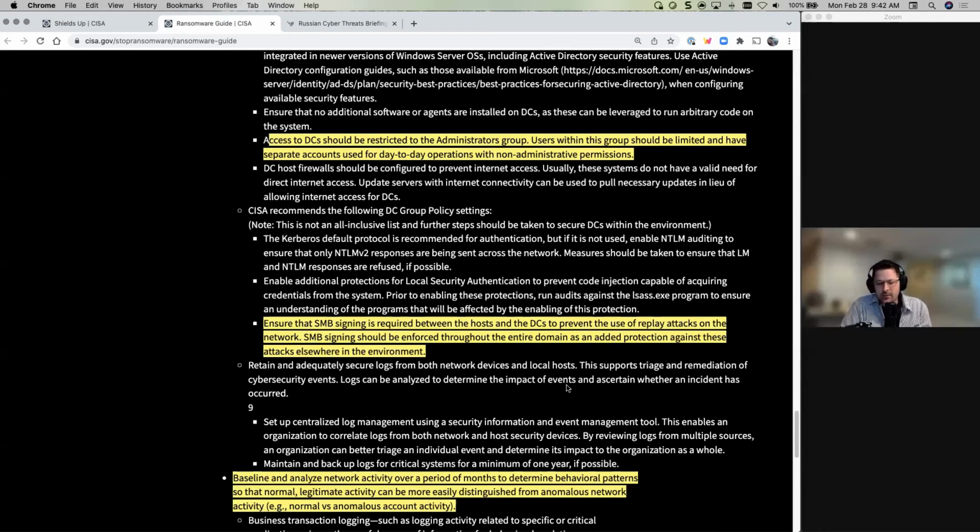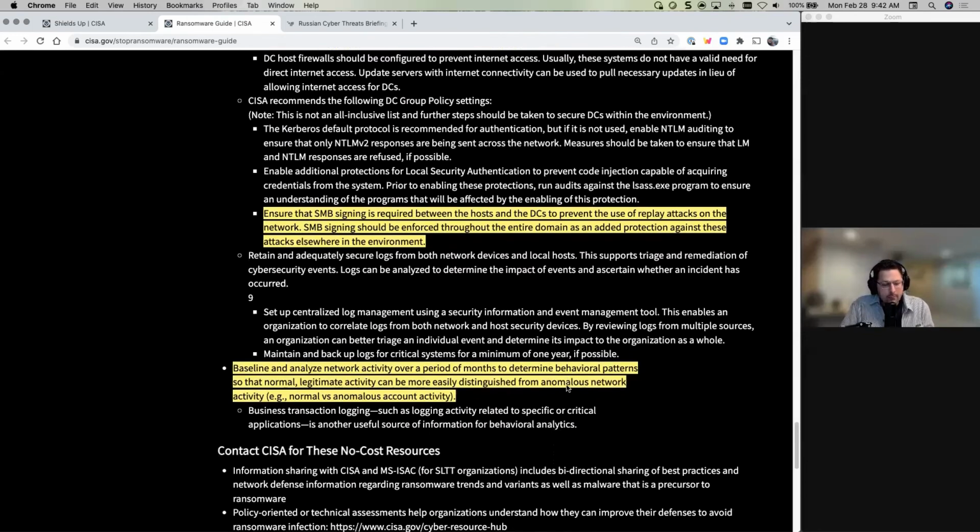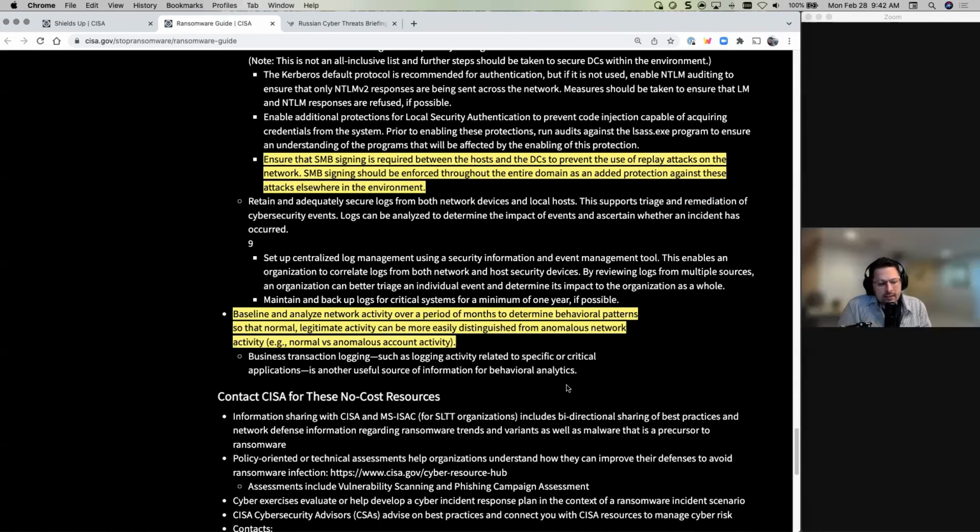SMB signing, I talked about that with V3 so that you can really understand. That's where the ransomware is going to happen. So do everything you can within your power without breaking your applications to ensure that SMB is up to snuff. So baseline and analyze network activity over a period of months to determine behavioral patterns so that they are normal.